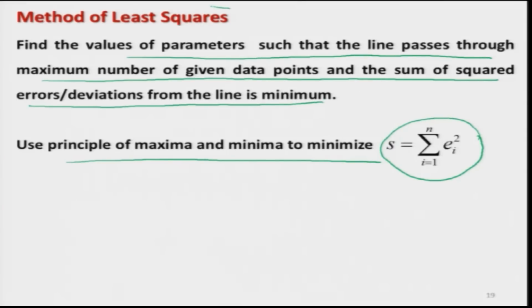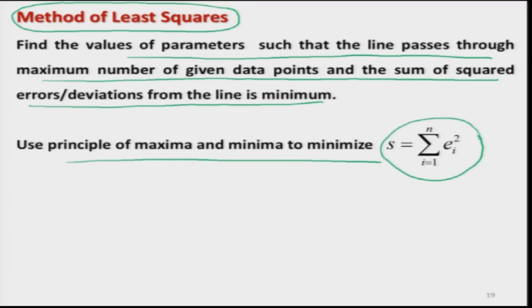And this is called the method of least squares or principle of least squares. The principle of least squares is simply saying that try to find the equation of the line in such a way that the line passes through the maximum number of given data points and the sum of squared deviations from the line is as minimum as possible.